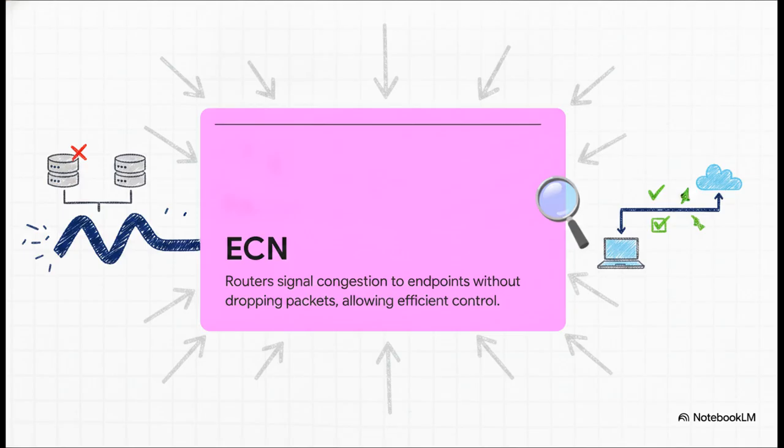Historically, the only way a router could tell a sender, hey, slow down, I'm overwhelmed, was by just dropping their packets, which, let's be honest, is a pretty destructive way to communicate. ECN acts as the network's early warning system. It's a mechanism where routers can signal congestion directly to endpoints without dropping a single packet. It's absolutely brilliant because it allows for incredibly efficient control without that destructive collateral damage.